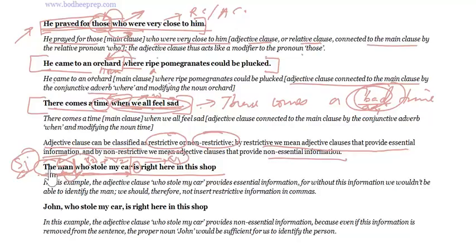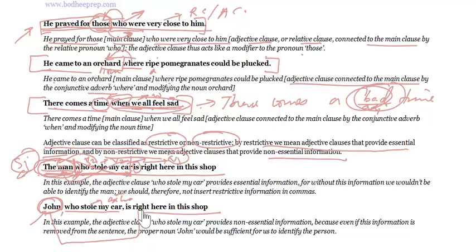Because I cannot sufficiently identify the man without it, and therefore I must remove the comma. The man is right here in the shop. What kind of man? The man who stole my car. Without this particular portion, I would not be able to identify the man, and therefore I must remove the commas. This is an essential modifier. On the other hand, if I say John, who stole my car, is right here in the shop, this becomes extra information. Why? Because the name John is enough, and therefore I can put this in commas.